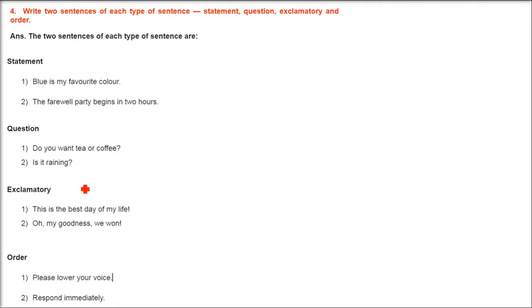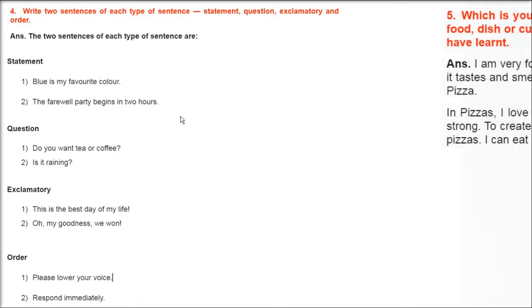So, we'll start with the statement. Blue is my favorite color. This is a fact or a statement. The farewell party begins in 2 hours. This is information. Question, interrogative sentence. Do you want tea or coffee? Is it raining? Interrogative. Exclamatory. This is the best day of my life. Oh my goodness, we won. Order, imperative sentence. Please lower your voice. Respond immediately.